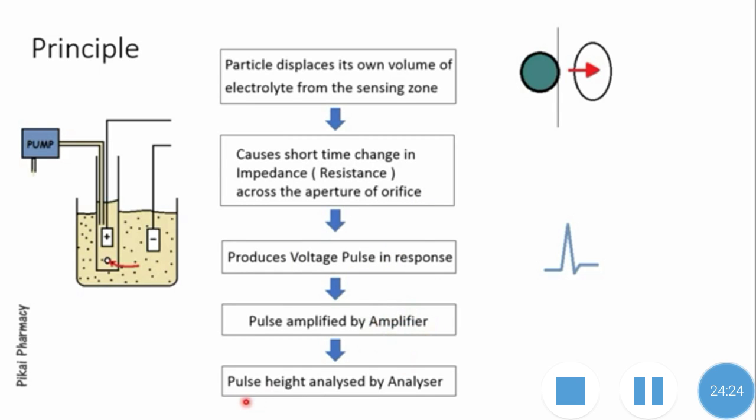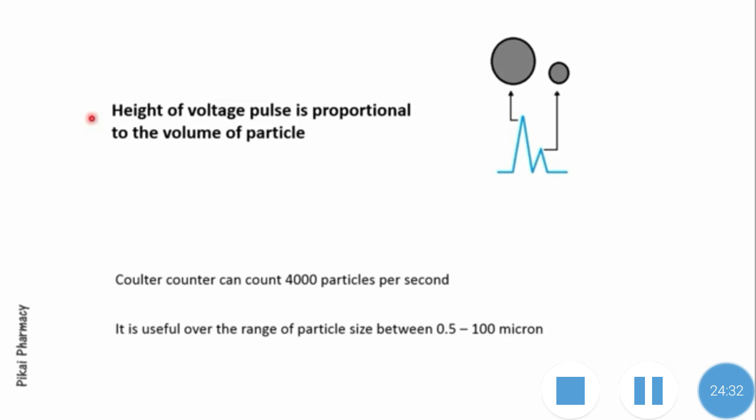After that, the pulse heights which are generated are analyzed by the analyzer or pulse processing units. In the graphical representation of the voltage pulse, the height of a pulse is proportional to the volume of the particle that enters through the orifice. That means, the higher the height of the pulse, the larger is the size of the particle. And also each pulse represents a single particle.